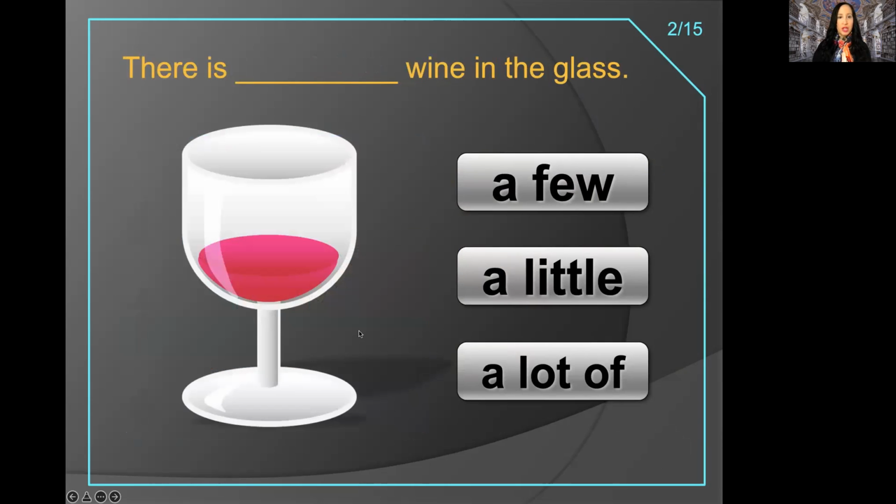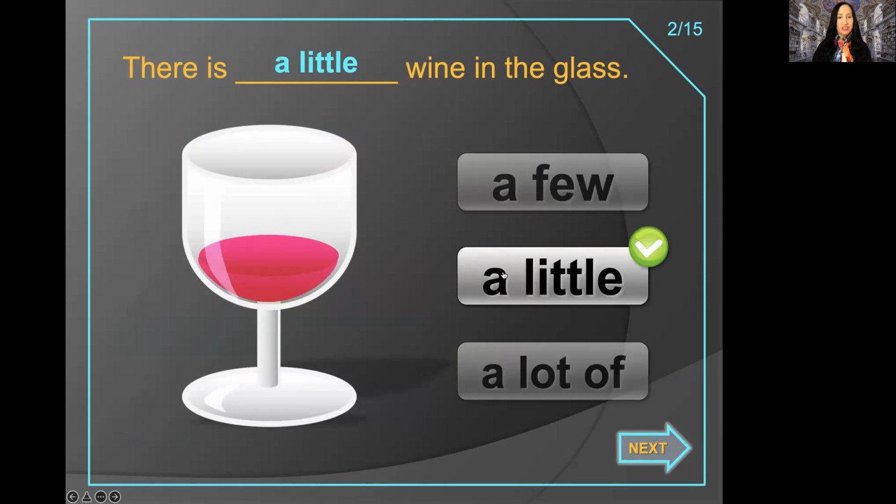What about this one? There is blank wine in the glass. So look at the picture. How much wine is in here? There is a few wine in the glass. There is a little wine in the glass. There is a lot of wine in the glass. Which one? A few, a little, or a lot? That's right, a little. How are you doing so far? All right, great job.